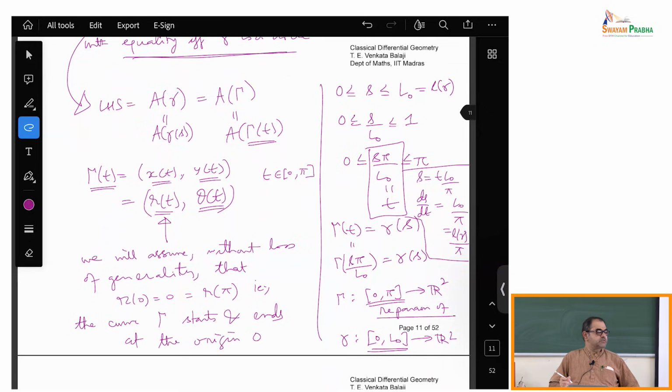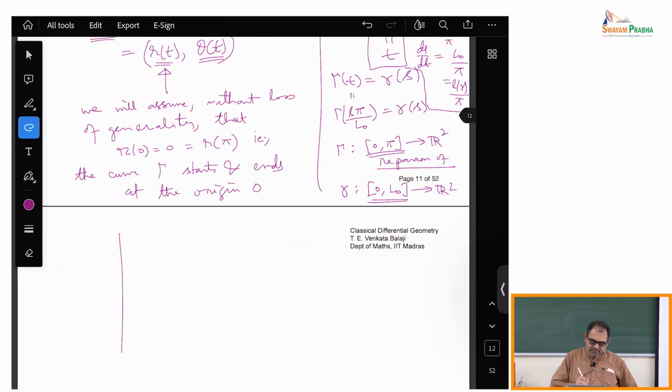Okay, so we assume that. All right, so the picture is somewhat like this. You have a curve starting at the origin, and it goes all the way and it comes back. It's a simple closed curve, and then there is this area enclosed by the curve.